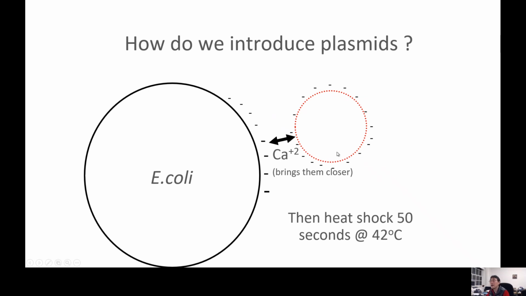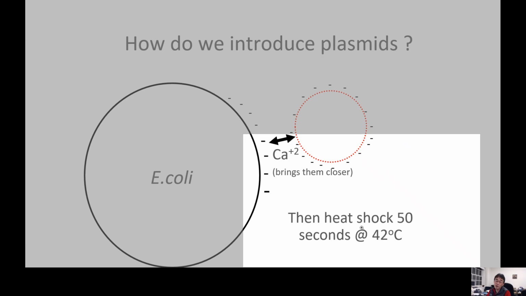Of course, you use calcium chloride. The bottle says transformation solution, but it is just a calcium chloride solution. Of course, calcium being a cation has a +2 charge, so it can actually shield these negative charges, effectively bringing the plasmid closer to the E. coli than without calcium chloride. So once it comes closer, that's great, but it still doesn't go in. But remember, you're heat shocking it. Remember, you're heat shocking at 42 degrees for 50 seconds. So keep that in mind.